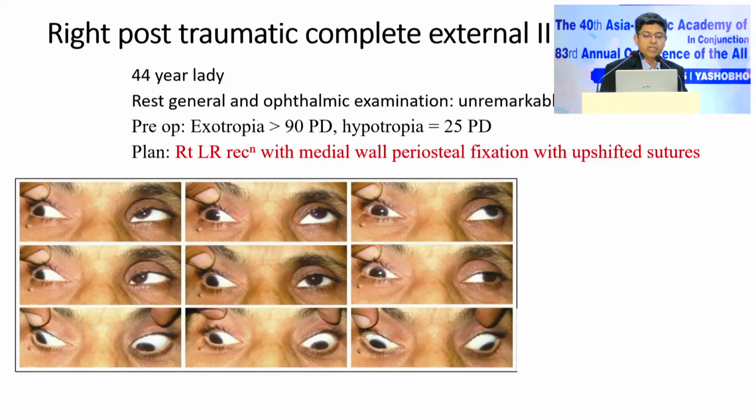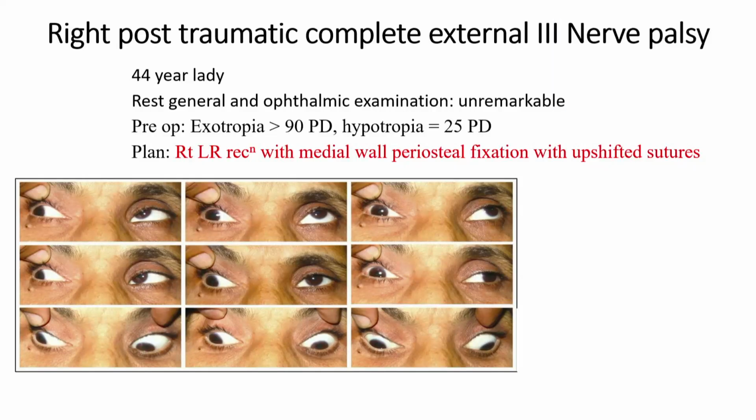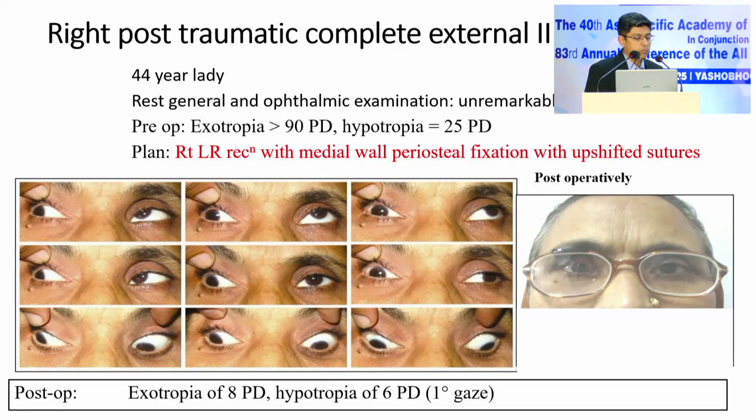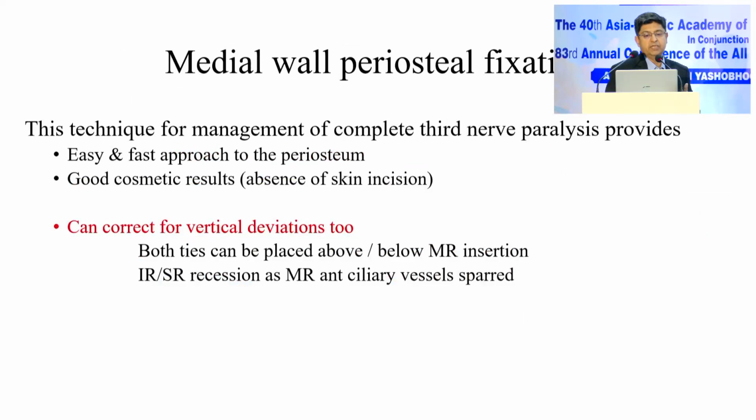In this patient, we had a very large exotropia with a significant hypotropia, and we shifted the sutures so that we could get the upward pull. So you can see that some amount of vertical correction is possible. There was an improvement in the hypotropia that was there.